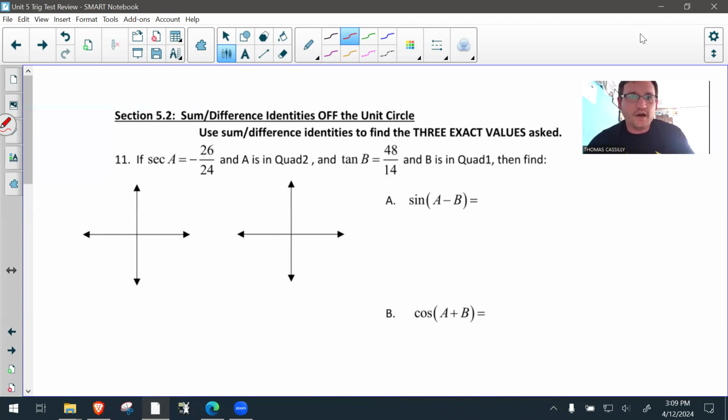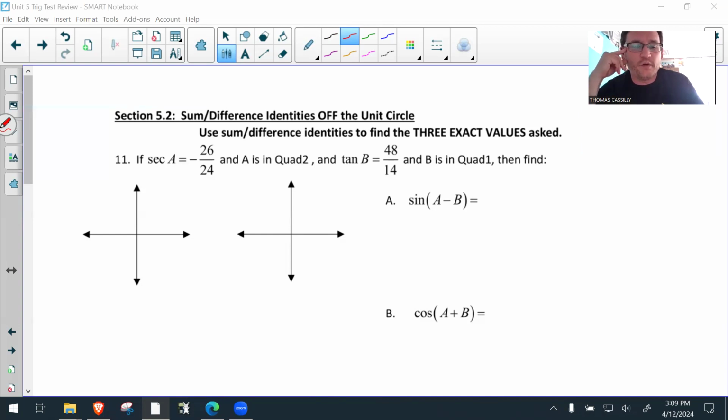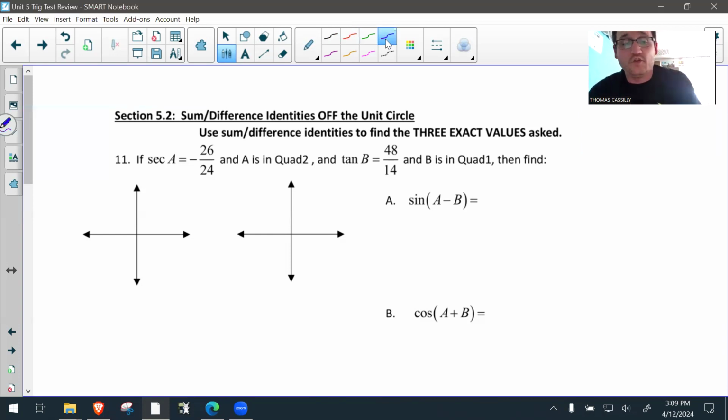All right, 5.2 trig test review here. Page 2. Sum and difference off of the unit circle. So no nice numbers like last time. Instead, we're going to be looking at the fractions, and we had to do the Pythagorean theorem a lot in this section and in this unit, really.